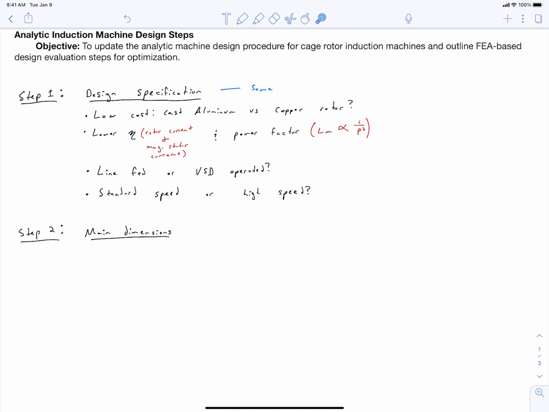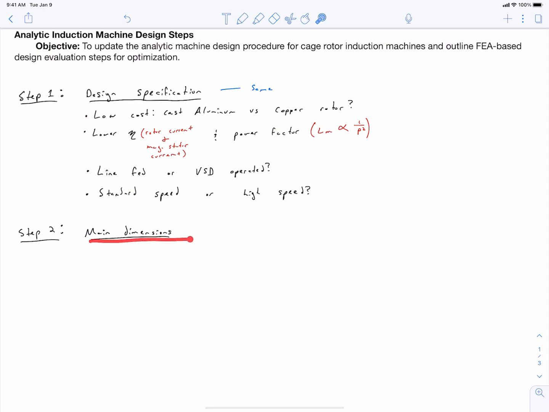But at that point, you need to start thinking about how you might put geometric features into your rotor to help improve efficiency. So you might add some kind of etching pattern to cause current to flow more axially. So these are all things that should be thought about at the design specification phase that are not necessarily present in the synchronous machines that we talked about earlier.